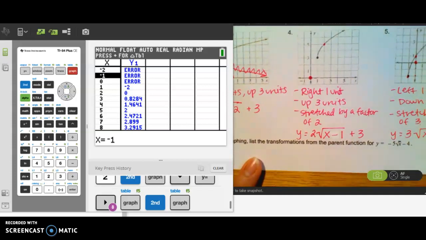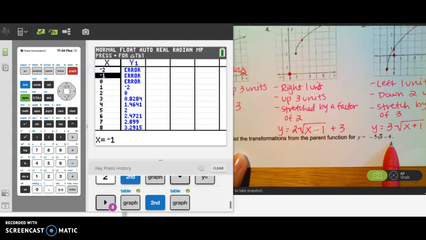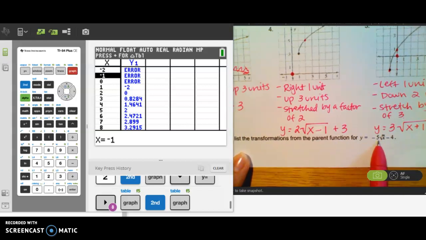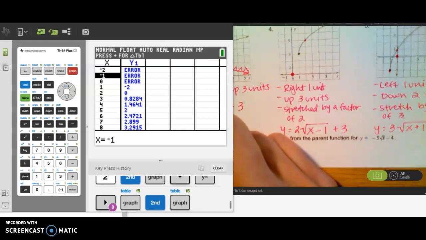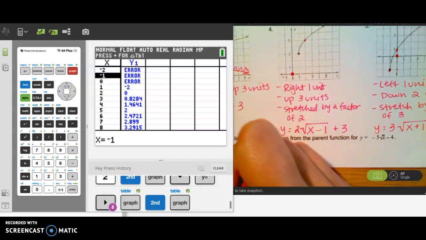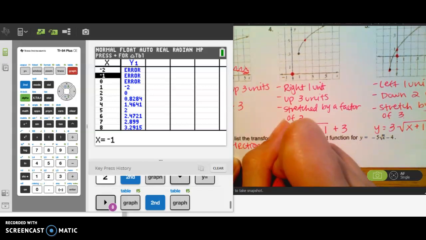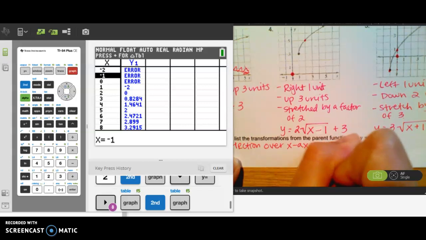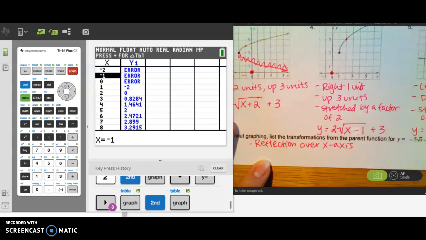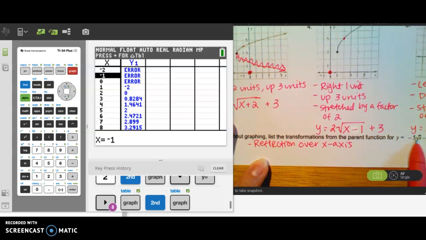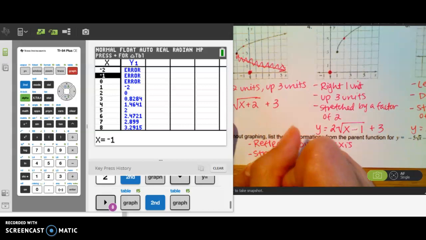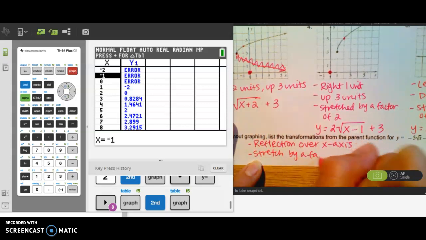All right, next question. Without graphing, list the transformations from the parent function for this one. Well, we have negative 5 square root x minus 4. That negative tells us reflection over the x-axis. That's what the negative means. Now the 5, because that 5 is bigger than 1, that means a stretch. If this was negative 0.5, negative 0.3, negative 1/4, any of those would be a shrink. Negative means reflection, and then that 5 tells us stretch by a factor of 5.